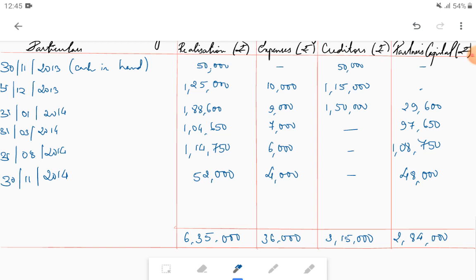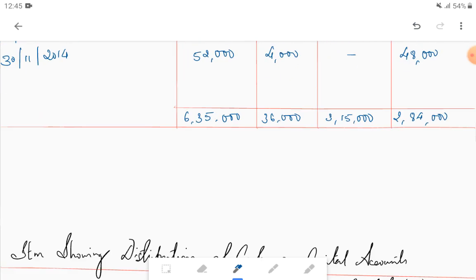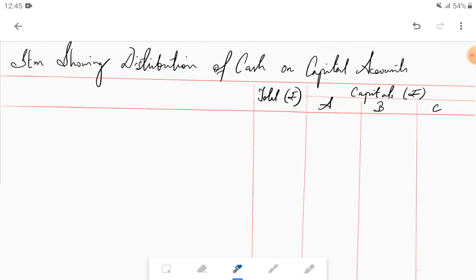Now, the next step is showing distribution of cash on capital accounts. So the next one, let's prepare a statement showing distribution of cash on capital accounts. This is practically the same as we just did in the previous sum, where we showed just a statement showing distribution of cash. Remember, this is the maximum loss method. So here we are only going to show the total column and distribution of cash amongst the capital accounts of your three partners A, B and C.